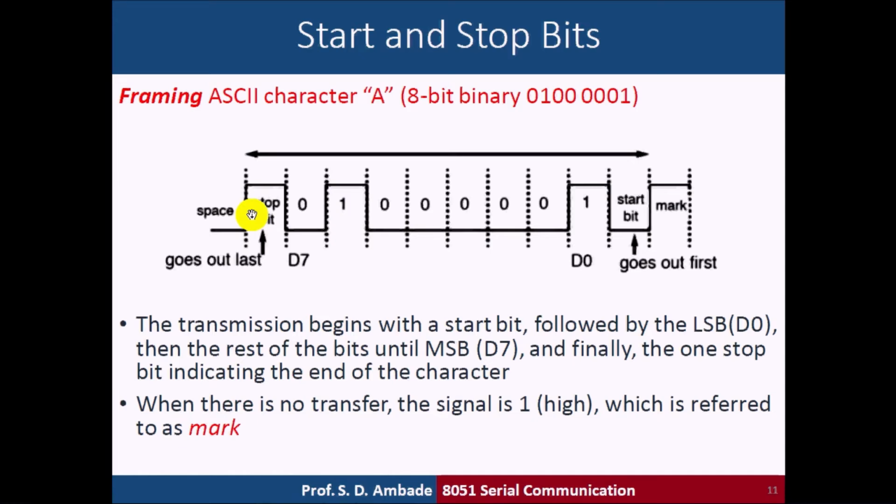Here in this frame only a single stop bit has been used, but we can use more than one stop bit or 1.5 stop bits. The stop bit is always high. When there is no transfer, the signal is high, which is referred to as mark. See, this is mark. Before the start bit, the transmitter has an idle position, meaning there is no transmission, so a high signal is available there, which is called mark. So this is the frame of our data.